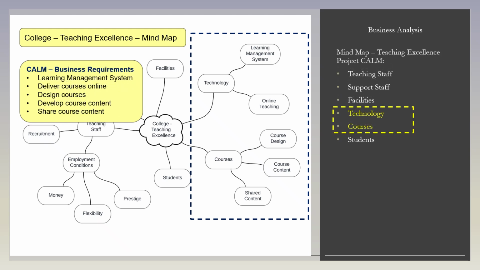Further analysis of a mind map can also help us to define the high-level business requirements for our project. So in this case, those are to develop and implement a learning management system, to deliver courses online, at least in part, to have a system to support design of courses and development of course content, and the sharing of course content between courses.